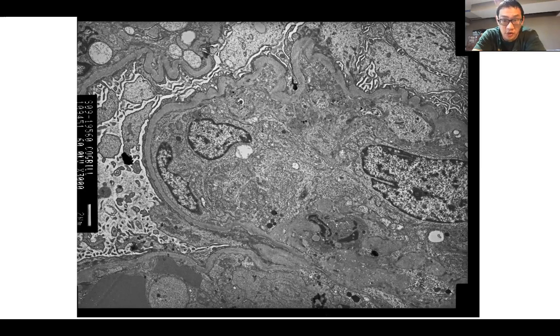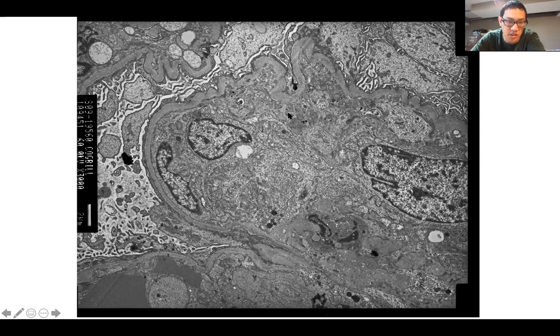Yeah, so it's closed, right? So Sana says this is the closed space with expansion and cells, right? So this is what endocapillary proliferation looks like on electron microscopy. You have nuclei of cells here, and this whole area is closed, right? So normally this would be big and white space. So this is what endocapillary proliferation looks like on EM.